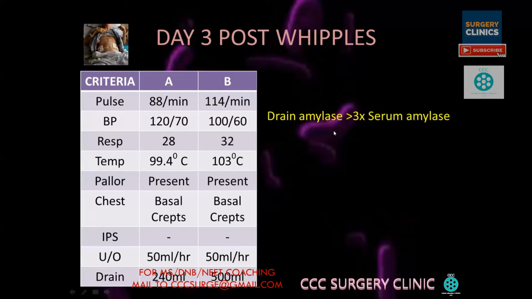Now we come to another stage. We now have a drain amylase which is more than 3. It doesn't matter if that's 240. It doesn't matter whether it's 500. If you have a drain amylase which is 3 times the serum amylase, and both of these have to be taken at the same time, it is a pancreatic leak. No question about it. It is a pancreatic leak.